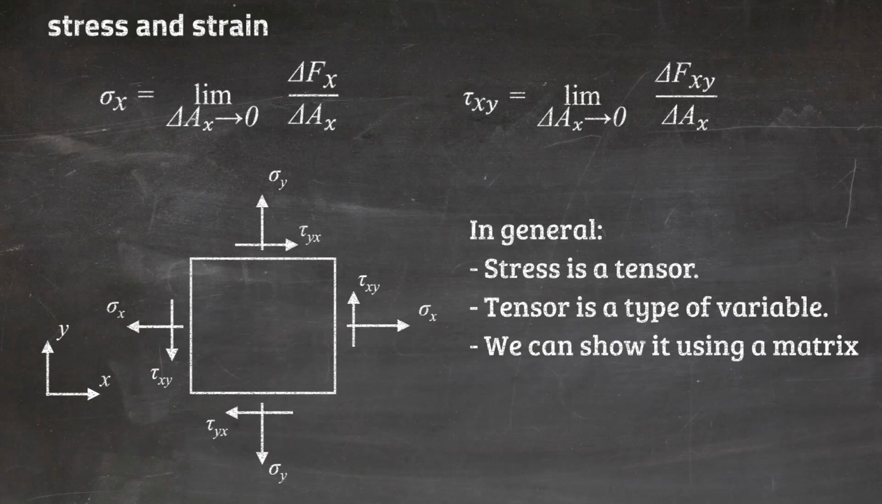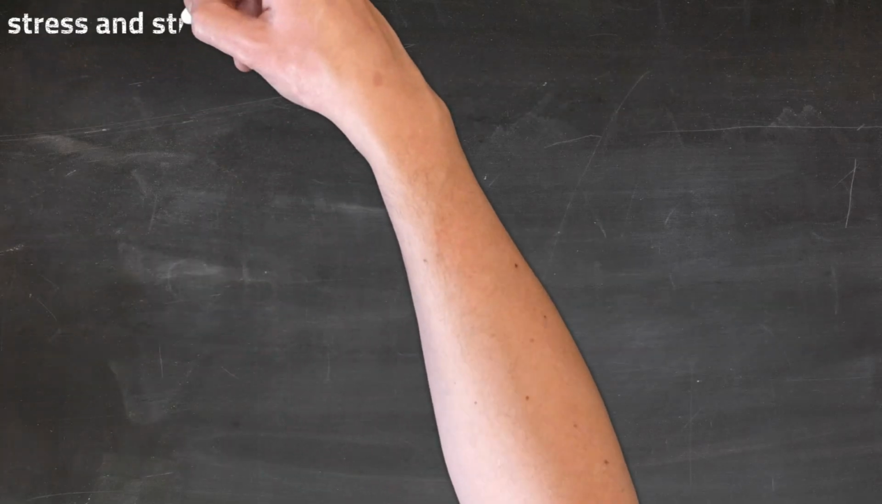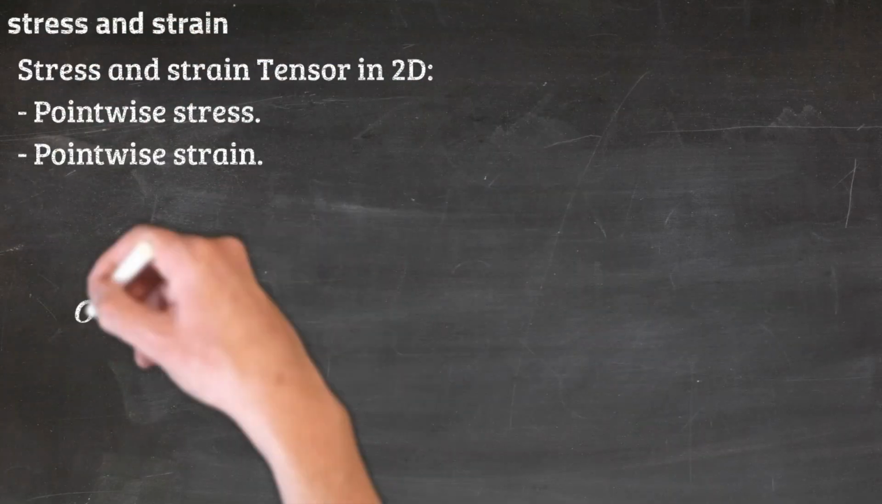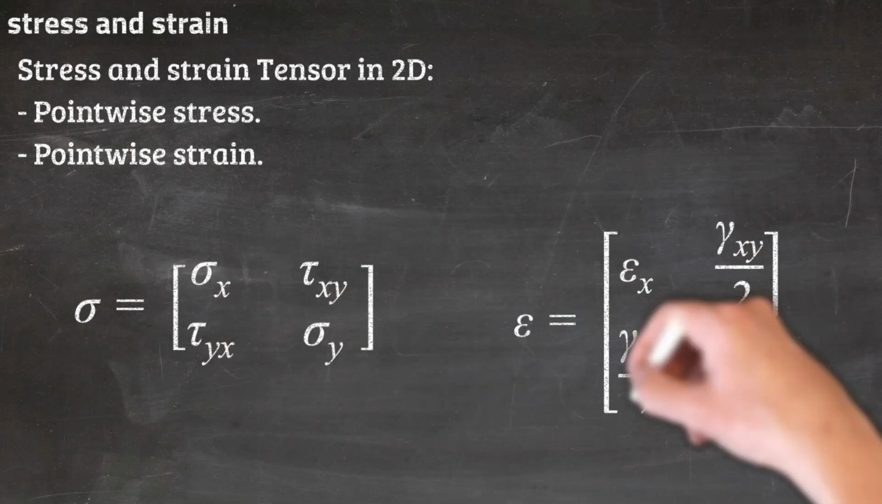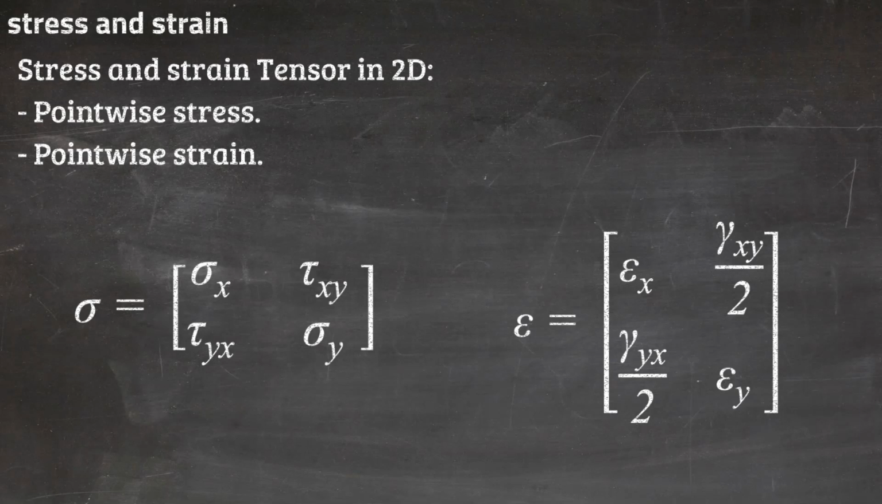To satisfy equilibrium, the opposite sides have the same stress values. In this context, stress is not a scalar variable anymore. It is, however, a tensor, which can be shown using a matrix. As we described, the stress tensor can be shown for a two-dimensional problem using a matrix with diagonal members being the normal stress values and the off-diagonal terms being the shear stress values. This arrangement would form a 2 by 2 matrix.